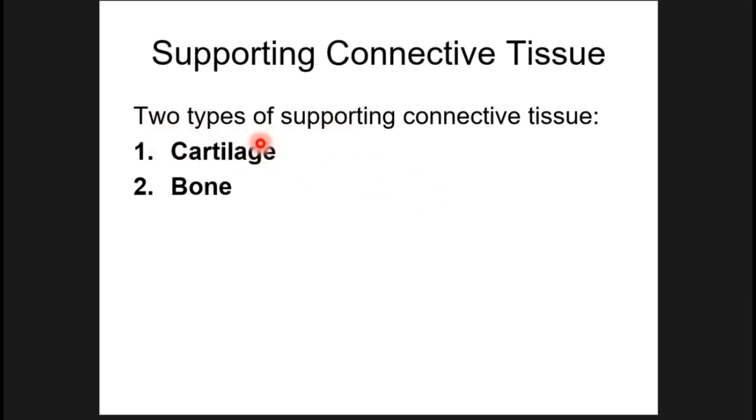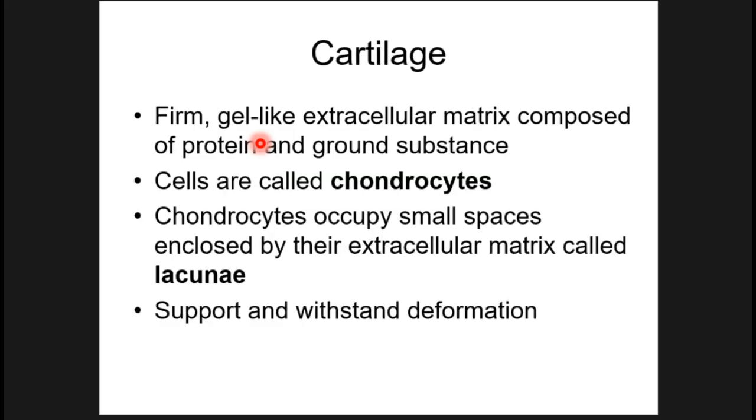So again, we won't use our naming conventions for cartilage. It's not dense, it's not loose, it's not regular or irregular, it is cartilage. But it's still connective tissue because the chondrocytes, the cells of the cartilage, are synthesizing the extracellular matrix. The ground substance of cartilage is made by chondrocytes.